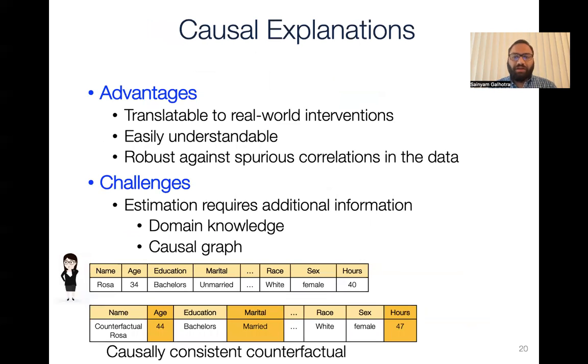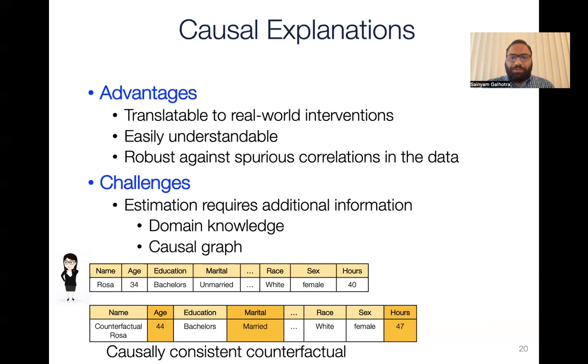Some of the advantages of considering causal graph-based techniques for generating explanations are that the interventions are translatable to real-world interventions. These are more relatable to individuals and are robust against spurious correlations in the dataset. However, these interventions are complex procedures which require sophisticated techniques to estimate effects of an intervention. Specifically, intervention effects cannot be estimated in the absence of domain knowledge.